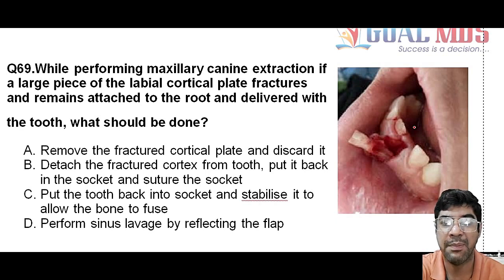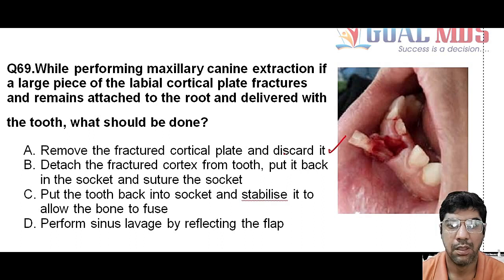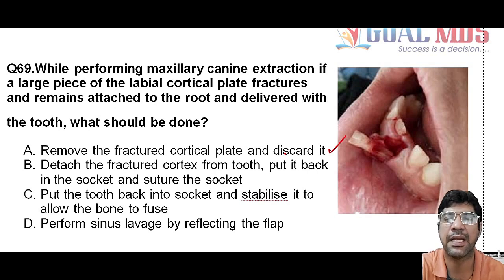Next question: while performing labial canine extraction, if a large piece of labial cortical plate fractures and remains attached to the root and is delivered with the tooth, what should be done? Remove the fractured cortical plate to ensure proper healing and prevent complications, and along with that smooth the sharp edges of the extraction socket, which will create a favorable environment for healing. Detaching the fractured cortex and putting it back in the socket is generally not recommended, as the fractured piece may not adequately integrate or heal in place, and it can potentially lead to complications. So options C and D are not indicated for a fractured labial cortical plate during maxillary canine extraction. So our answer is A.